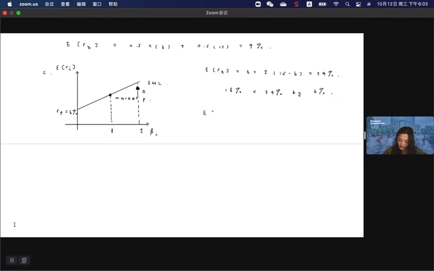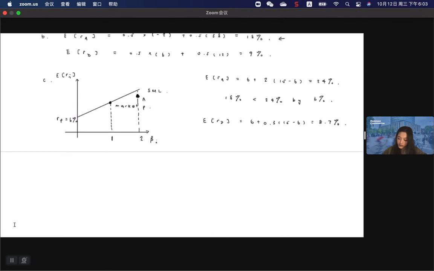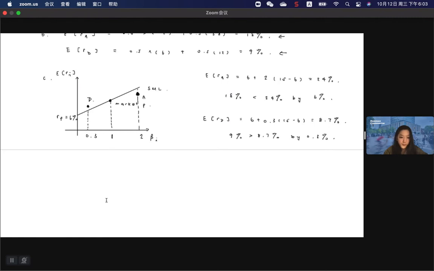Similarly, for the defensive stock, the expected return if CAPM holds is this. And the actual return is 9%, which is higher than the one predicted by CAPM by 0.3%. So this lies a bit above the line. And the line above, this would be the defensive stock because it has a positive alpha.